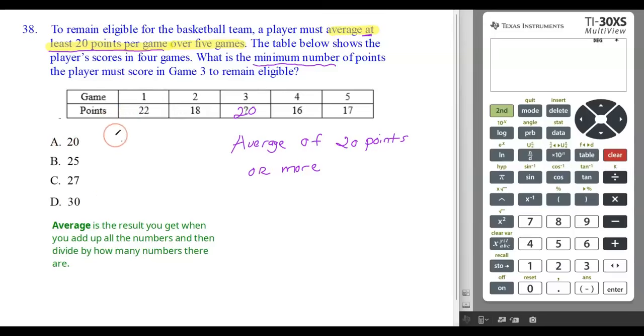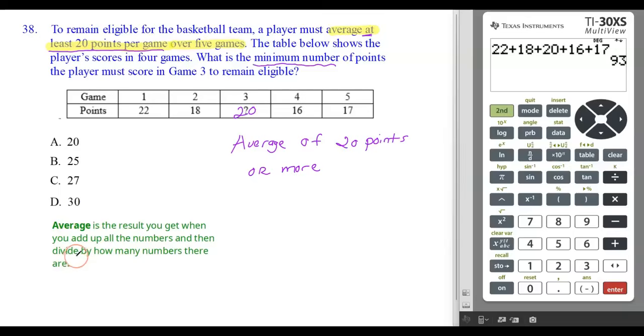So to find the average, you add up all the points down here at the bottom. So I'll do that. 22 plus 18 plus 20 plus 16 plus 17. 22 plus 18 plus 20 plus 16. And make sure after you're done adding them, you hit enter before you do the division, or it won't come out right. So hit enter.